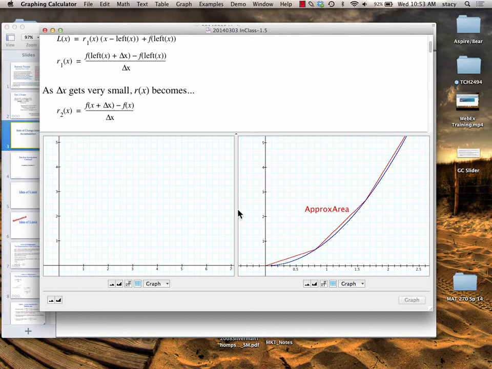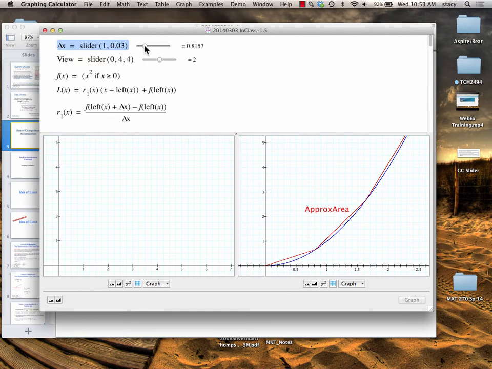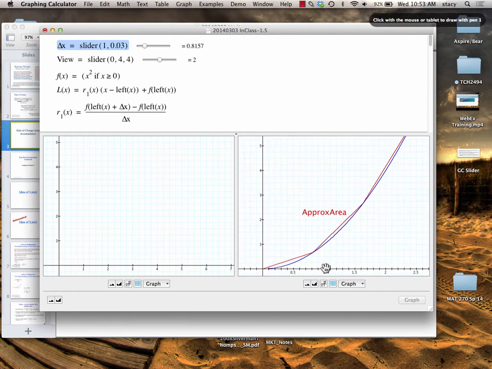So what I want you to visualize is as I let delta x get really small. Keep track of, think of, a current x value, so let's say a current x value of 1. Currently, with the settings as they are, left of x is somewhere over here, right? But what I want you to pay attention to is what happens when I change delta x to be small. How does left of x compare to x itself?